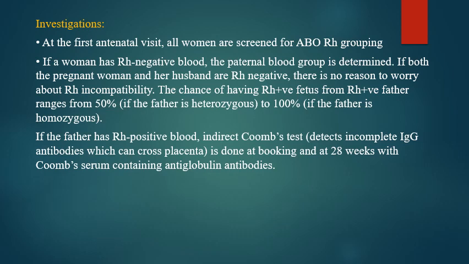The chance of having an Rh positive fetus from an Rh positive father ranges from 50% if the father is heterozygous to 100% if the father is homozygous. If the father has Rh positive blood, then we go for indirect Coombs test in the mother using maternal blood, which detects incomplete IgG antibodies which can cross the placenta. This is done at the first visit itself and then repeated at 28 weeks using Coombs serum containing antiglobulin antibodies.